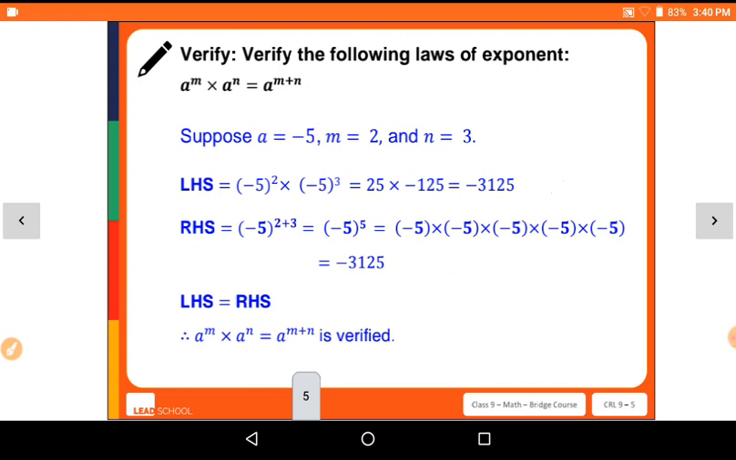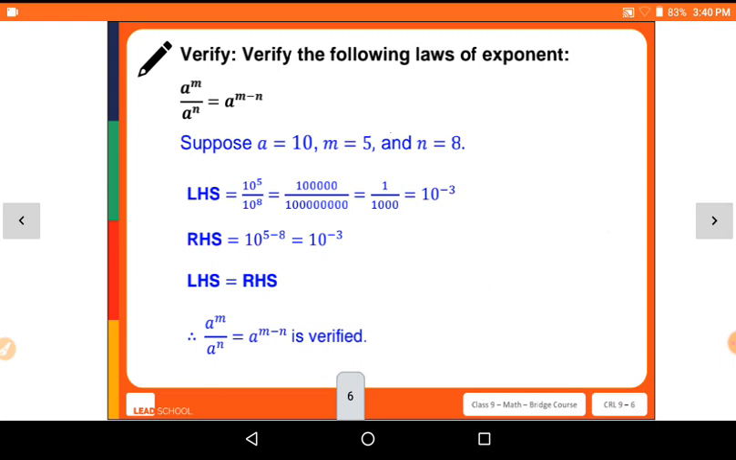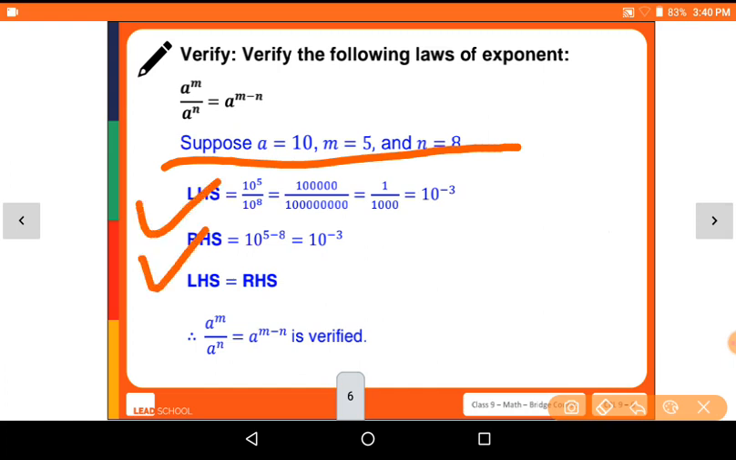So these are the laws we discussed today, which will also be studied in the next portions of class 9. Similarly, a raised to m divided by a raised to n is equal to a raised to m minus n. Again, we have to put the same or different values: a is equal to 10, m is equal to 5, and n is equal to 8. We put these into the left hand side and right hand side both, and then it is also verified here.